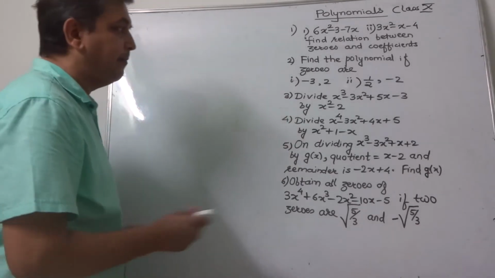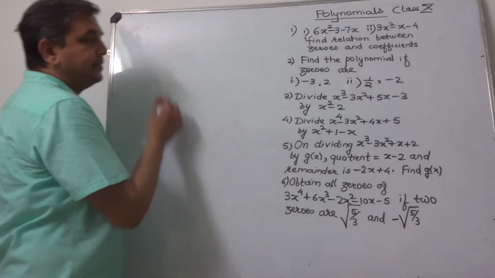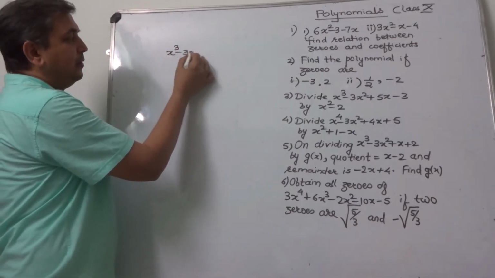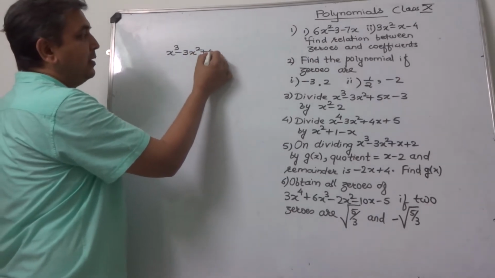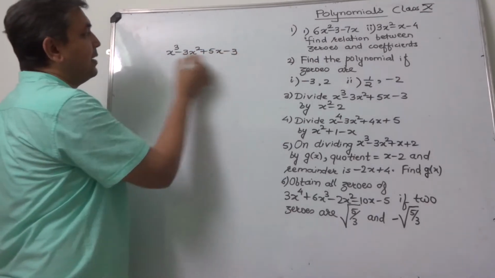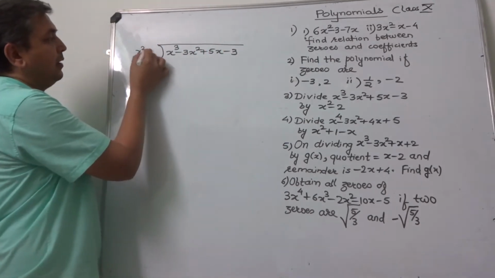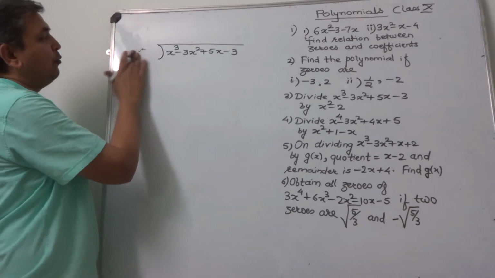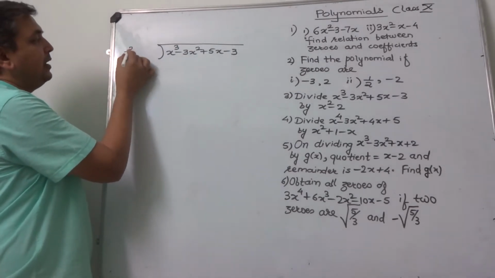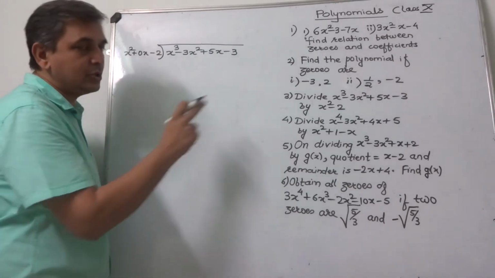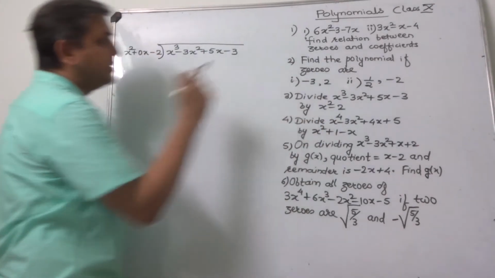Question number 3. x cube minus 3x square plus 5x minus 3 divided by x square minus 2. Now what we do here is we write x square plus 0x minus 2 just to adjust the middle term of x.